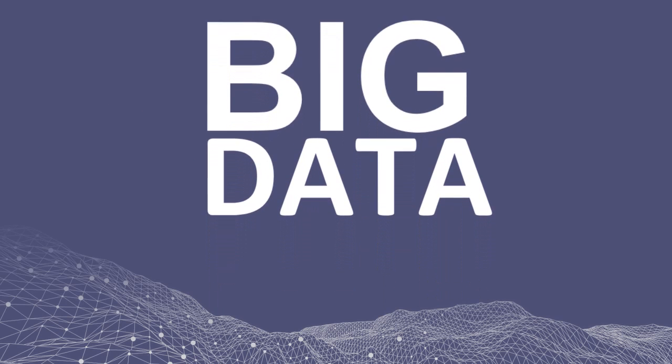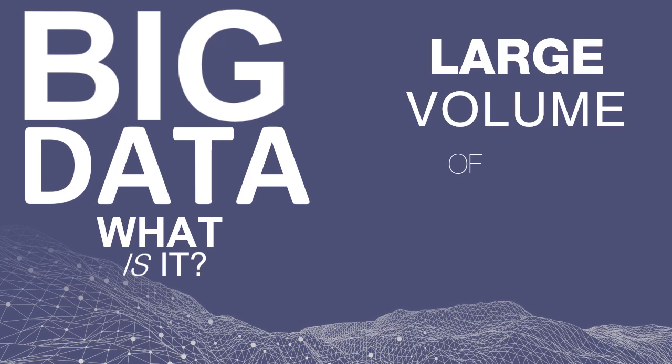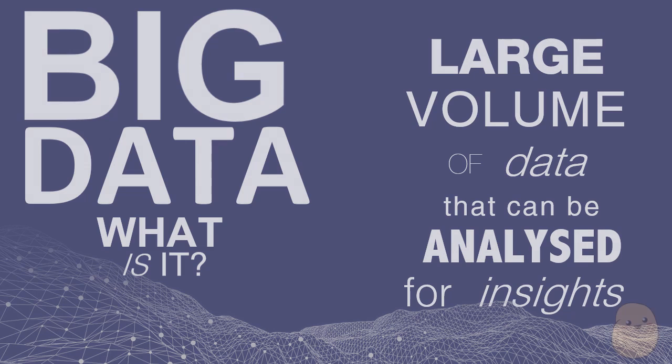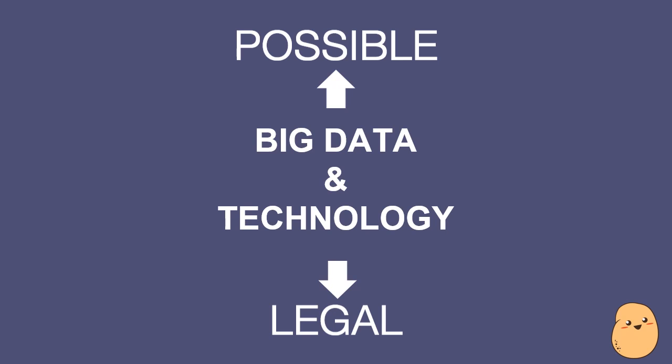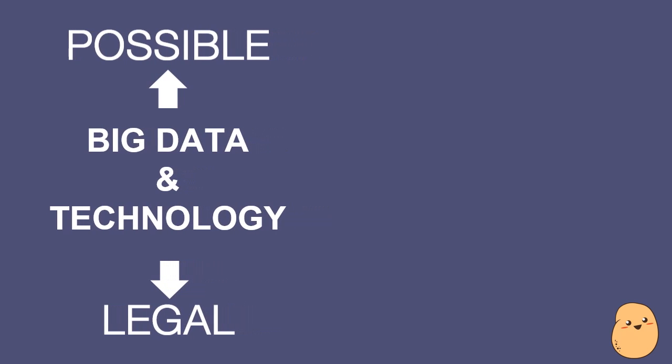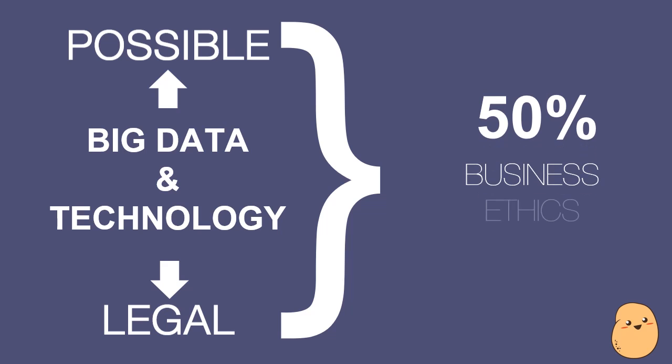So what is big data and how does it relate to ethics? Big data is a term that describes a large volume of data that can be analysed for insights. Law and regulations guide organisations. However, recent advancements in analytics and big data technology has widened the gap between what is possible and what is legally allowed. Within this gap are new ethical questions around what is acceptable. By 2018, for example, 50% of business ethics violations will occur through improper use of big data analytics.